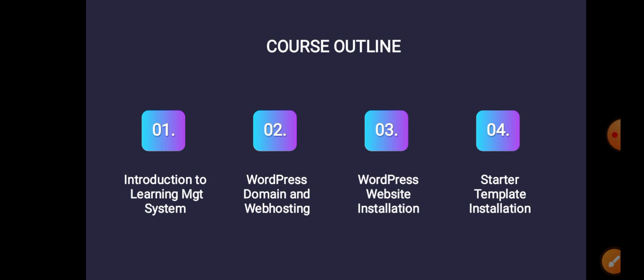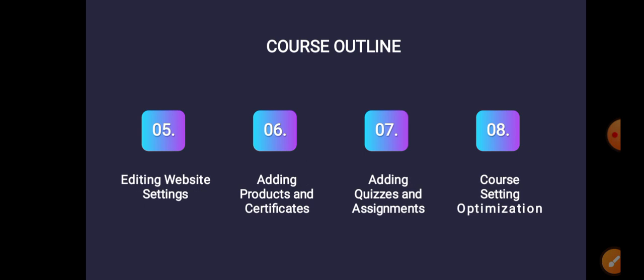So in module 1, you're going to be learning introduction to learning management system. In module 2, you will learn WordPress domain and web hosting. In module 3, you are going to learn WordPress website installation. In module 4, you will learn starter template installation. In module 5, you will learn how to edit your website settings. Module 6, how to add product and certificate. Module 7, adding quizzes and assignment.